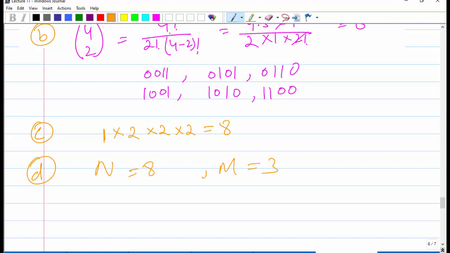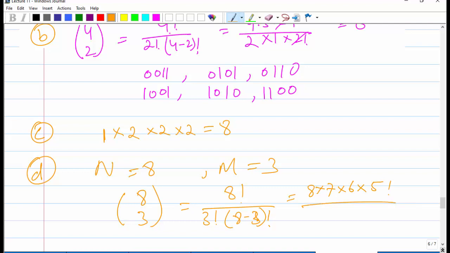For that we could have 8 choose 3. So it would be 8 factorial divided by 3 factorial into (8 minus 3) factorial. So it will be 8 into 7 into 6 into 5 factorial divided by 3 into 2 into 1 into 5 factorial. The 5 factorial will be cancelled out here. So we will have 56 code words for this scenario.